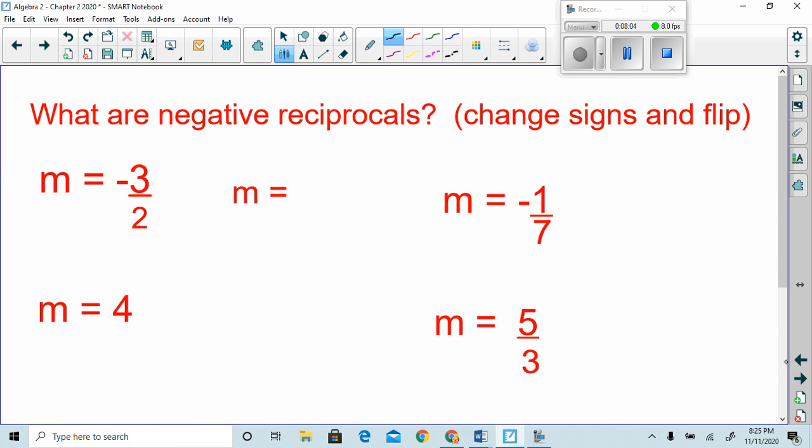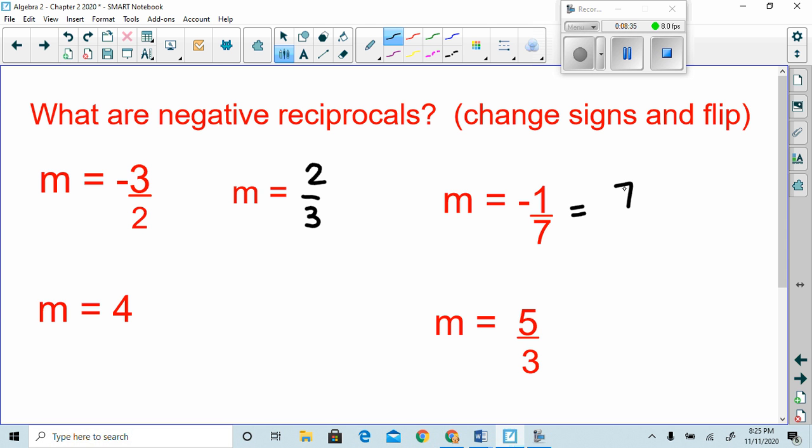Before we can talk about that, we have to know what a negative reciprocal is. Basically, you just need to change the sign and flip. So if I have a slope of negative 3/2, it's going to go from negative to positive, and it's going to flip. If it's negative 1/7, it's going to go to positive 7/1, or just 7.